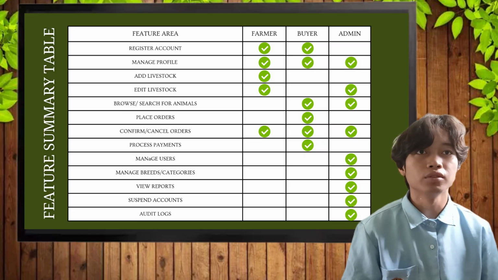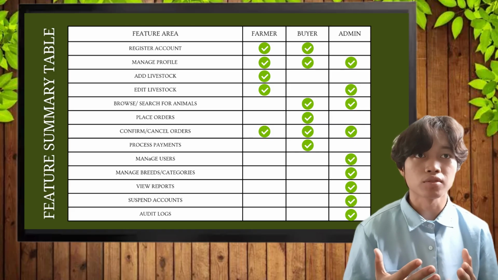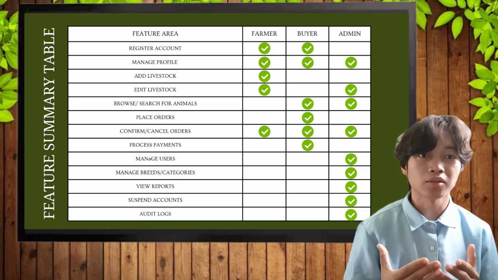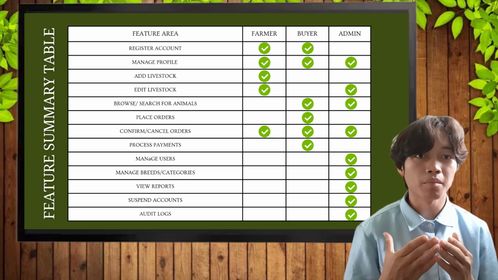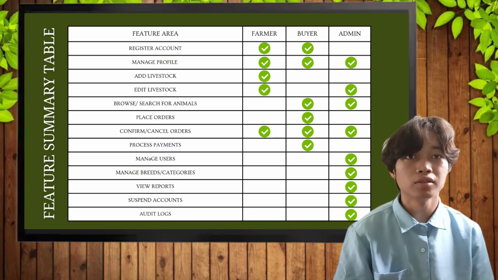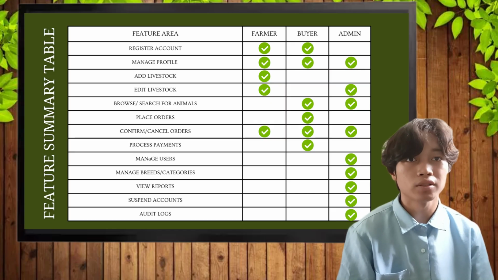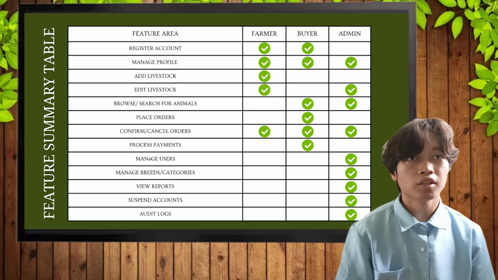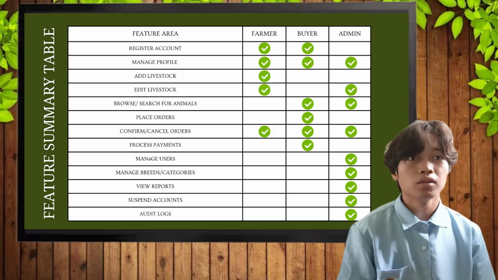In manage users, farmer can't manage users because they are the ones who will register their accounts, and the same goes for buyer. But admin is the one who manages the accounts. So they will manage the users to let them into the system. Now manage breeds or categories. Farmers can't manage breeds or categories because it is like master data. Same goes for buyer because they are just customers.